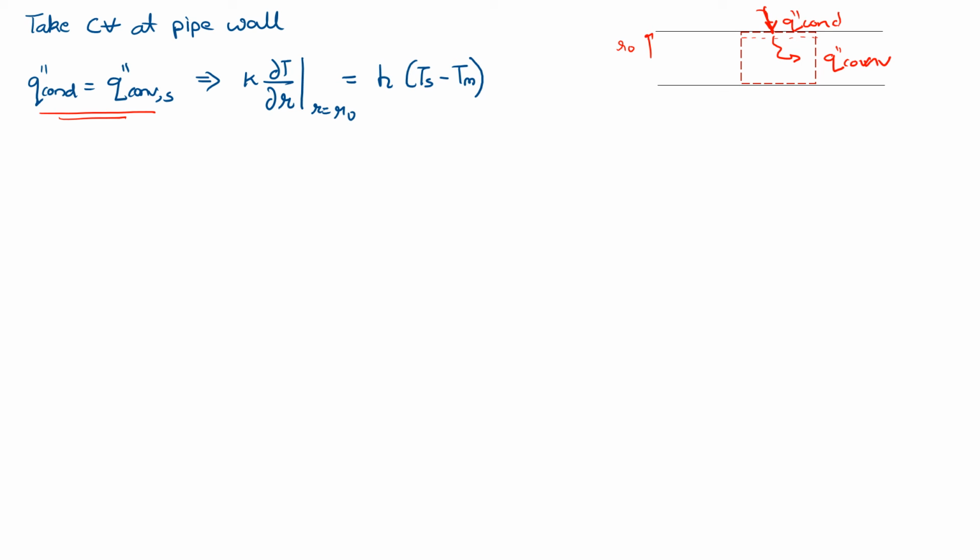And my Q conduction can be defined as K times del T by del R at R equal to R naught, that's the wall, which is equal to h times Ts, the surface temperature, minus Tm, the mean fluid temperature. I can write this as h by k equals del T by del R at R equal to R naught divided by Ts minus Tm, and I can see that this is not a function of x.